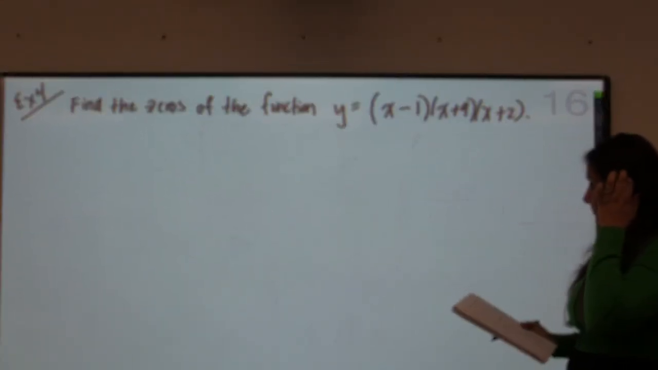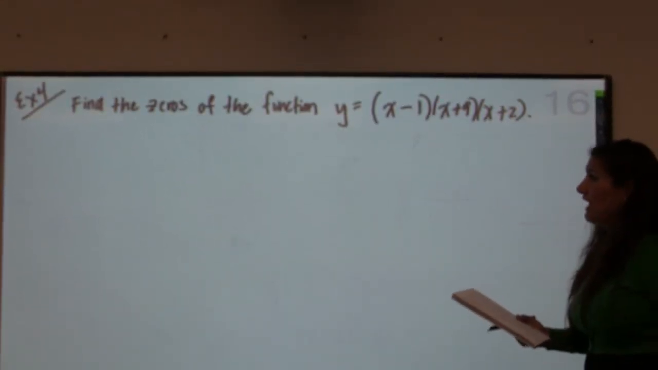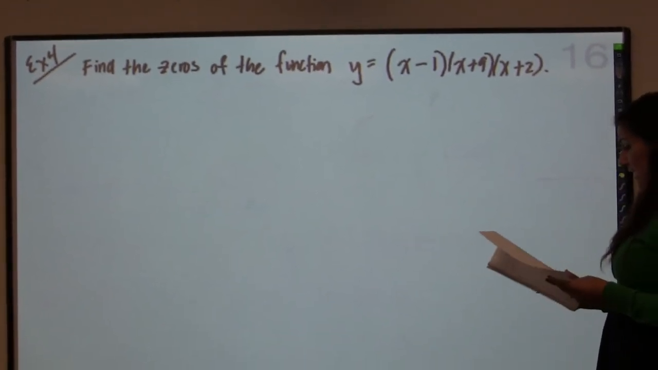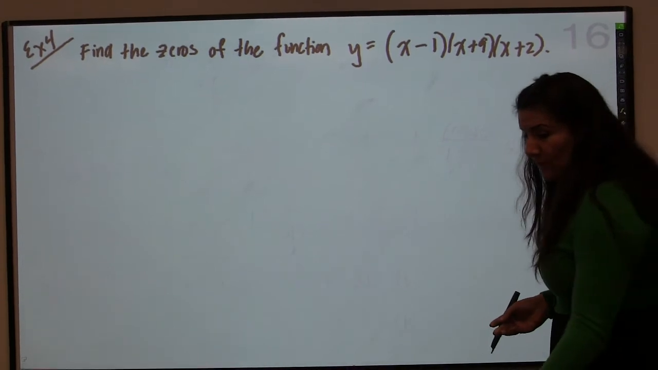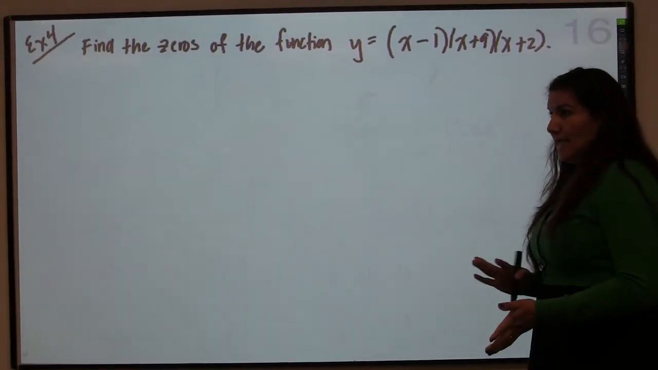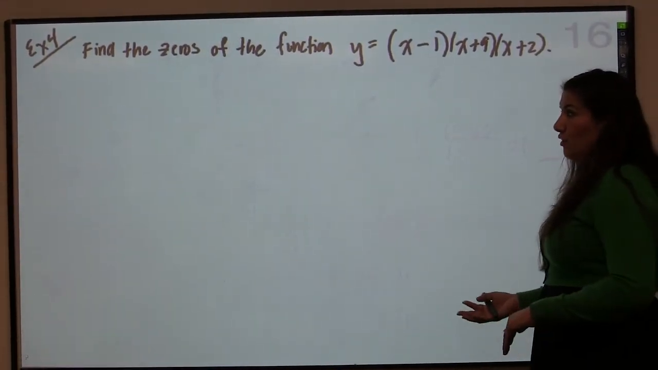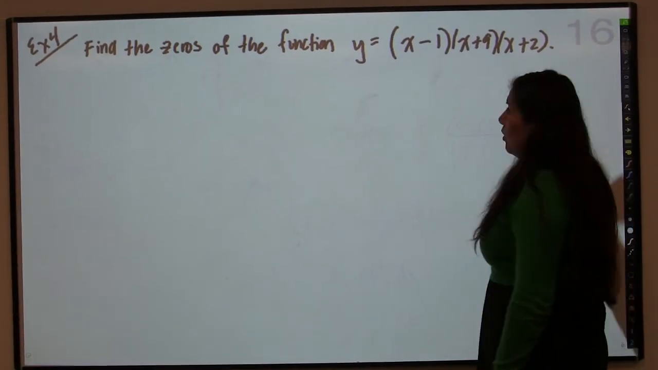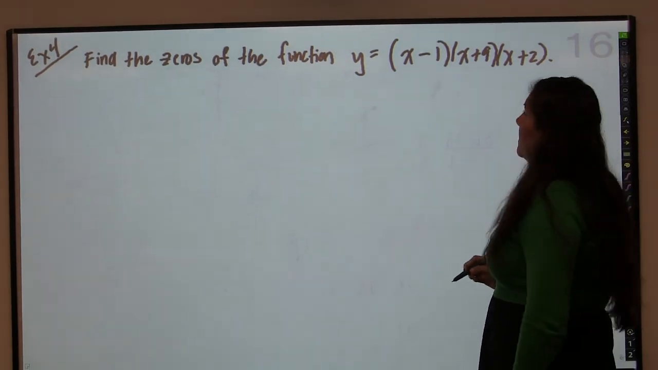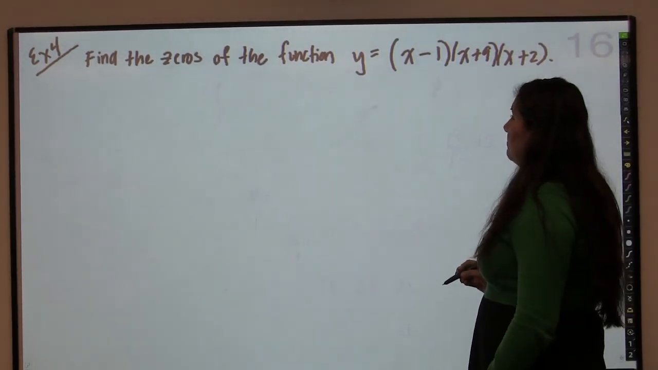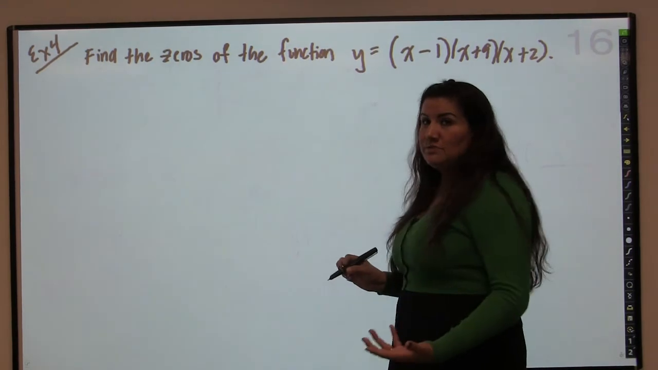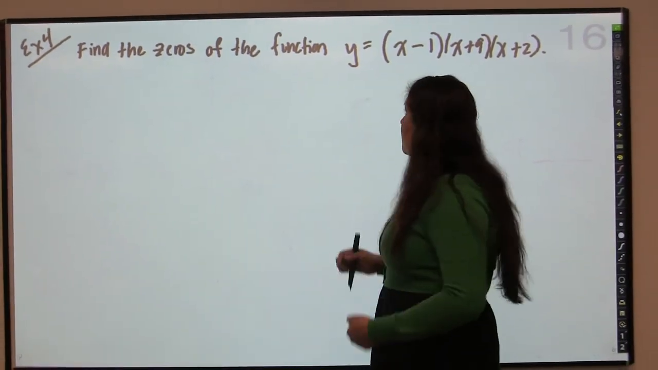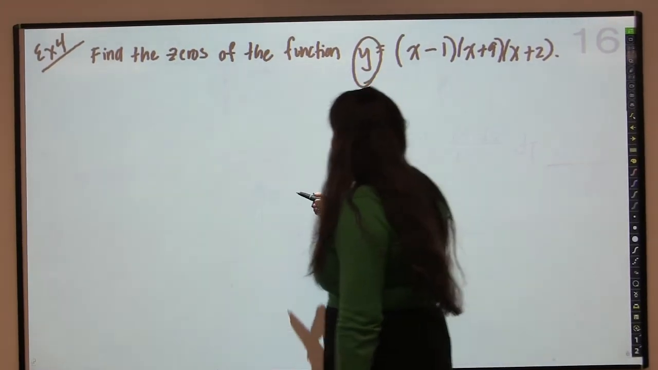Example 4. Example 4 asks us to find the zeros of the function, and this is actually very easy to do when it's in factored form. You'll remember that earlier we took something that was in standard form and put it into factored form. Well, this is already in factored form. Here's my function y equals, and we're going to use the zero product property to find the zeros. It's very simple. When you find the zeros, like I said earlier, it's basically asking you to find the x-intercept, and you find the x-intercept by making y equals 0. Here's your y. So you're going to make it equal 0.